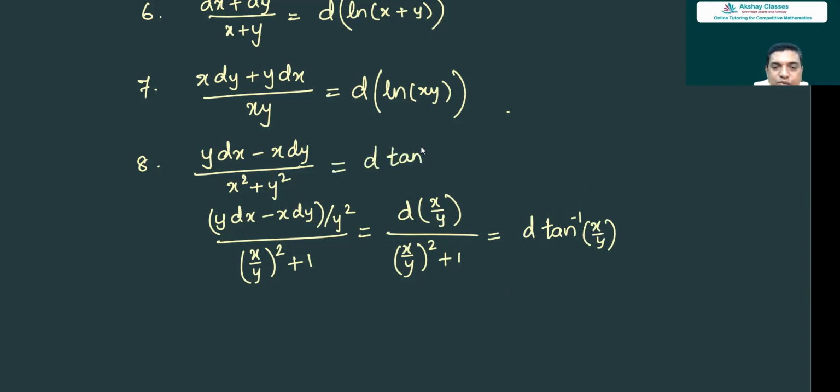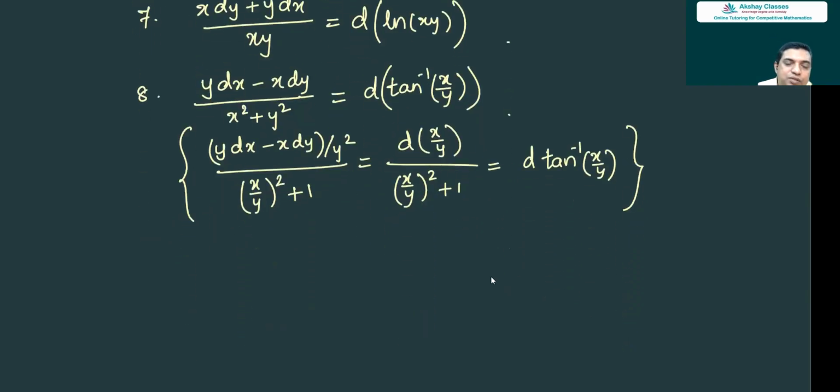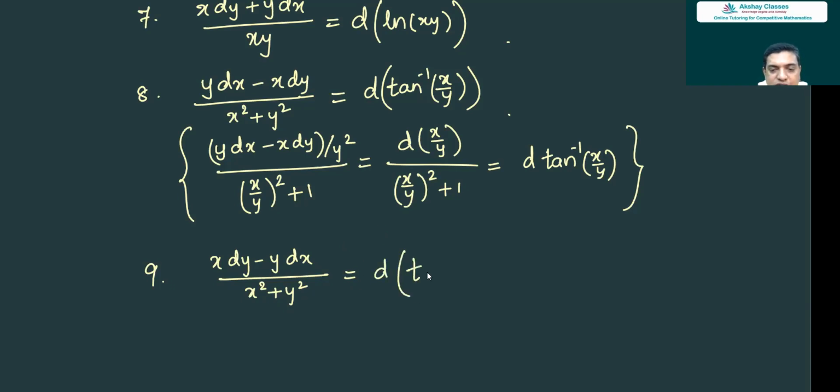Immediately you will not be able to think about it, but this is how you do it, by these steps. So similarly, (x dy - y dx) by (x square plus y square) is equal to d of tan inverse (y by x). All right, exactly like that.